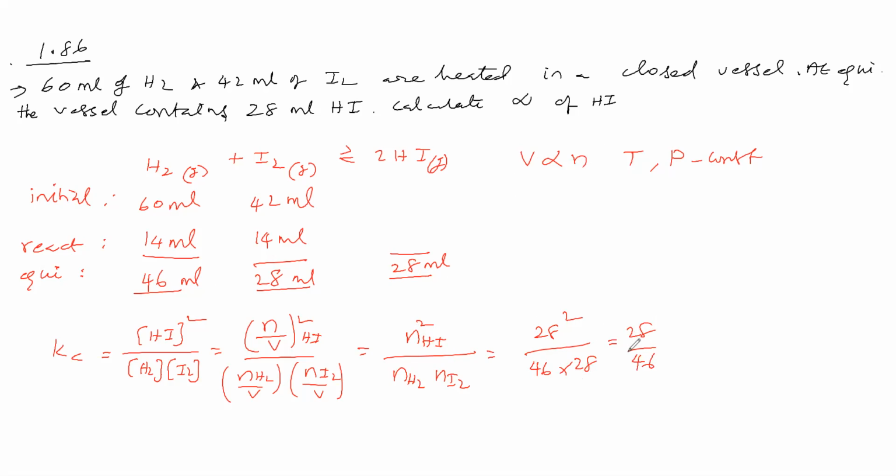We got Kc. What we have to find? Degree of dissociation. The degree of dissociation of HI we have to find. Sir, how to find the degree of dissociation of HI? So for that, let us see how to write the equation. Dissociation of HI we want to take. HI dissociates to give H2 and I2, and we will balance it like this.